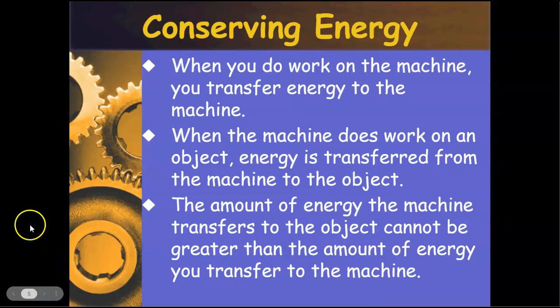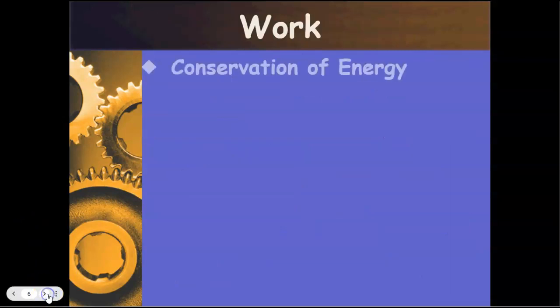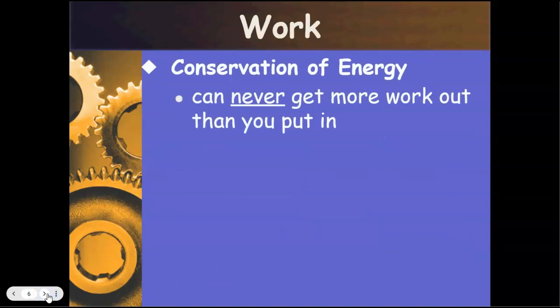Now keep in mind that energy is conserved. So when we do work on a machine, we transfer energy to the machine, and then the machine does work on an object. That energy is transferred from the machine to the object. Now keep in mind the amount of energy that the machine transfers to the object cannot be greater than the amount of energy you transfer to the machine, because energy is conserved, right? So what you put in is what you get out. So you can never get more work out than you put in.